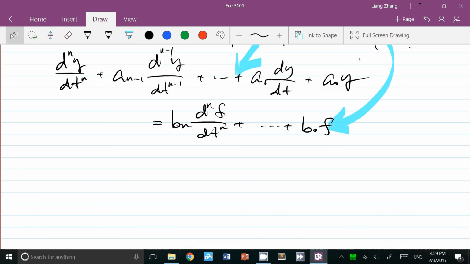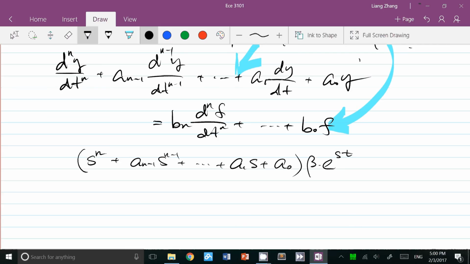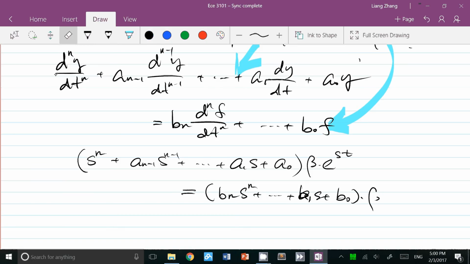Since when you take the derivative of the exponential signal you always end up with the same exponential signal, eventually on the left hand side you'll end up with s to the power n plus a(n-1) s^(n-1) and so on, up to a0, times beta e to the st. On the right hand side, you will obtain something very similar, also a polynomial of s, but of course, since the input signal is just e to the power st, we have e to the power st.